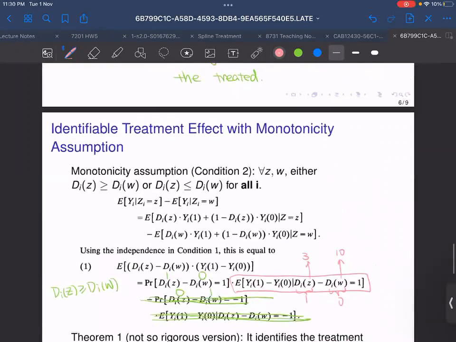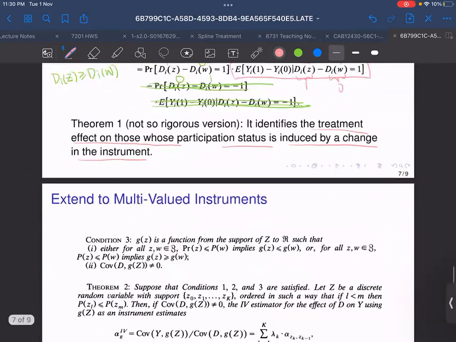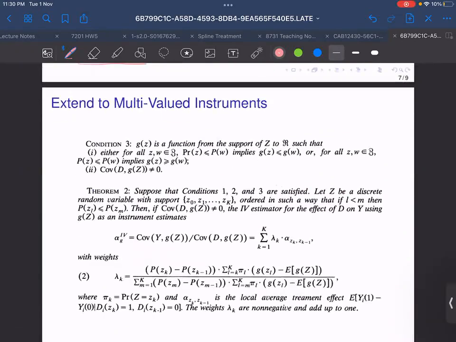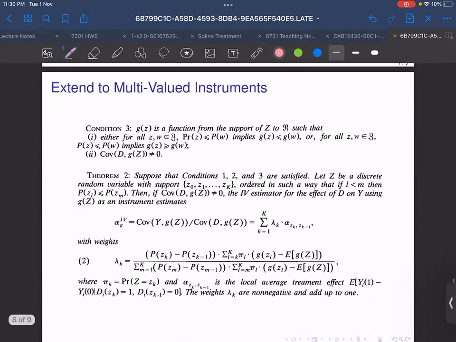All right, for the next part, which is the extension to the multi-valued instrument, I will make it in a separate video, but the idea is pretty much the same as the binary instrumental variable as I have presented throughout this presentation just now.